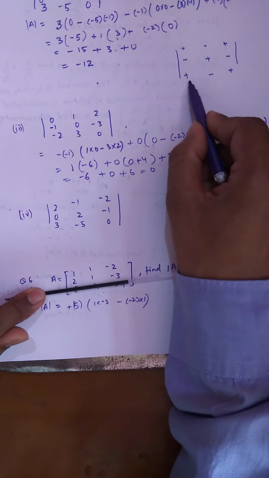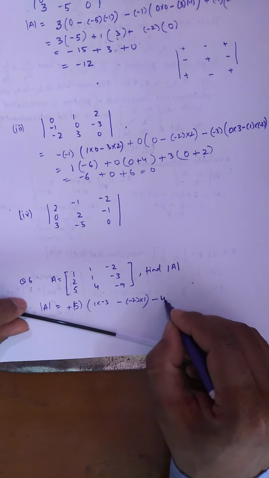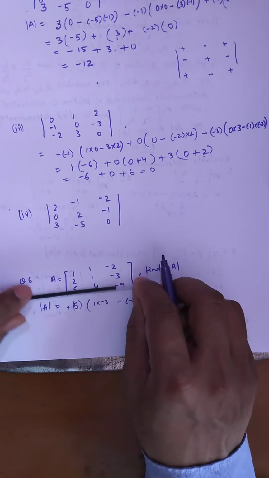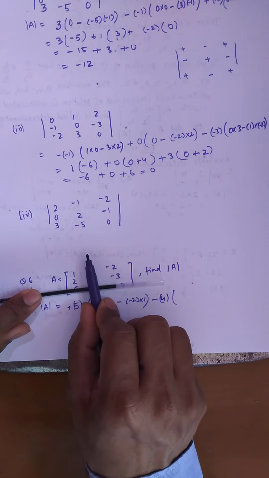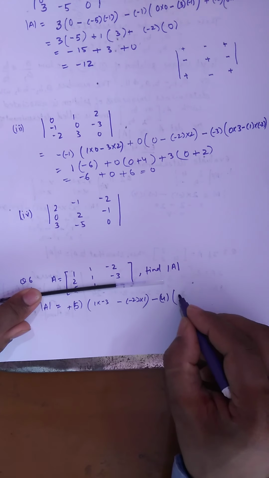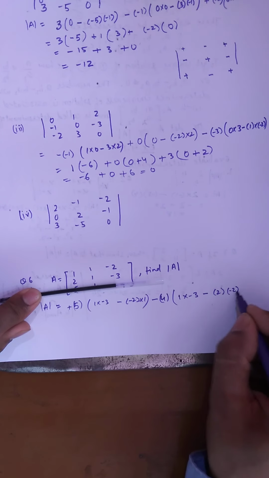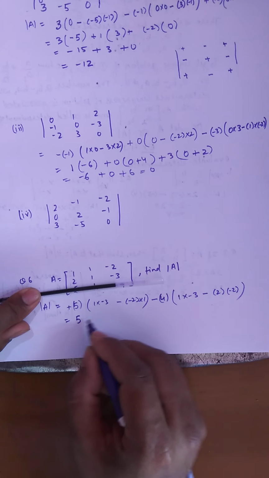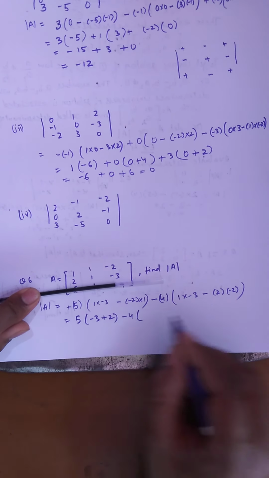Then this plus, then the next sign will be minus. It is minus and the number at this position is 4, and put the bracket. Now you hide this row 3 column 2. So this is 1 minus 2, 2 minus 3. So do the cross multiplication: 1 into minus 3 and minus 2 into 2. So calculate this now. This is 5, this is minus 3, this is minus plus 2, this is minus 4.